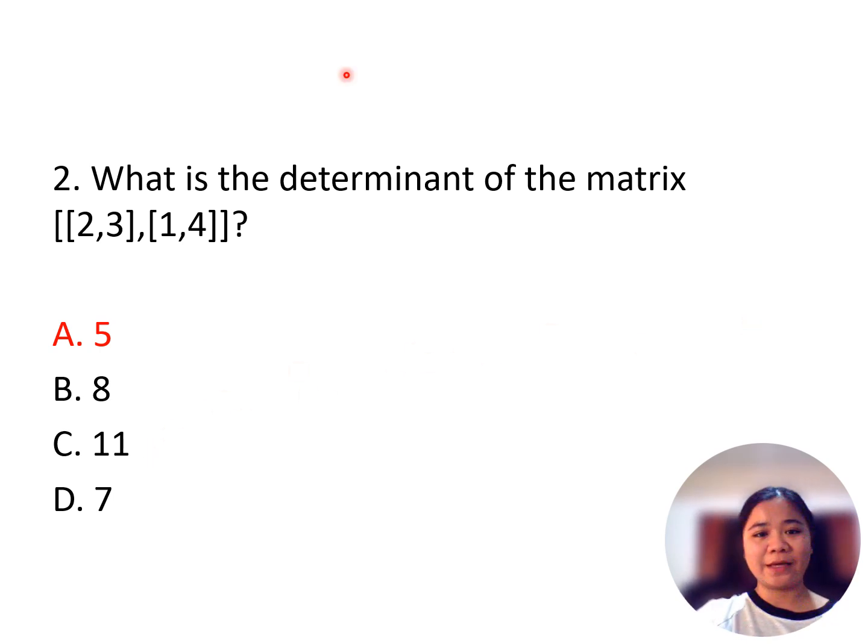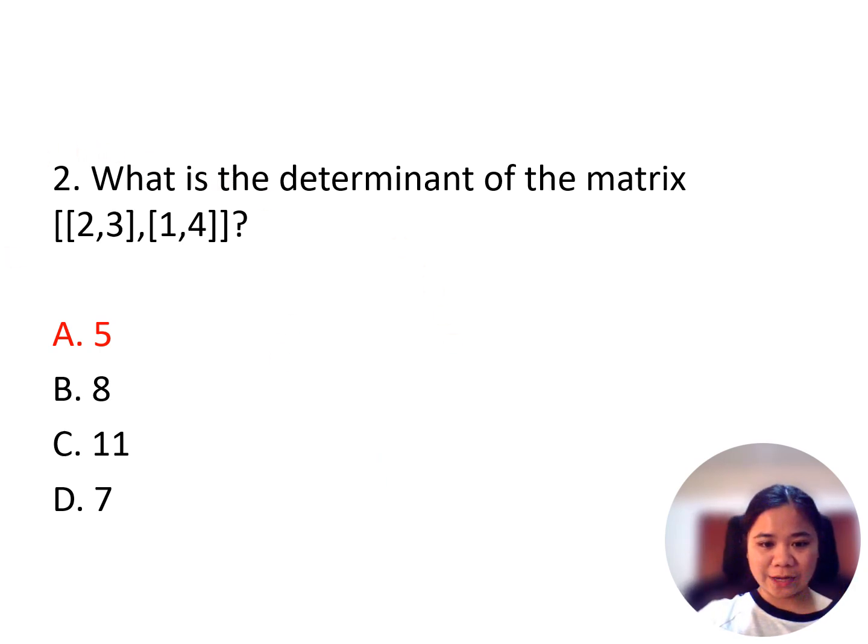Why? Because the determinant is equal to the product of the diagonal elements minus the product of the other two. So 2 times 4 is 8, minus 3 times 1 is 3. So therefore, 8 minus 3 is 5. So, diagonal only.